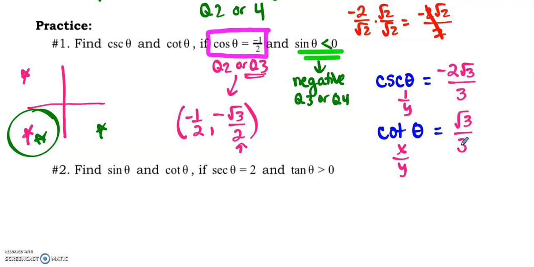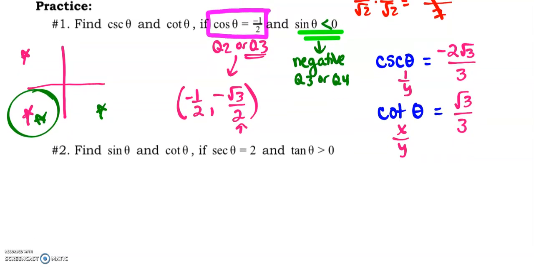All right? So now I want you to take a minute, pause, and see if you can figure out the two things you need, sine and cotangent, based on secant of theta being 2 and tangent of theta being greater than 0 for this next problem. And when you unpause, you should see your answers.